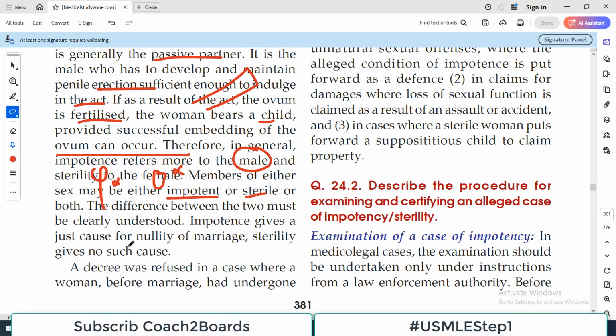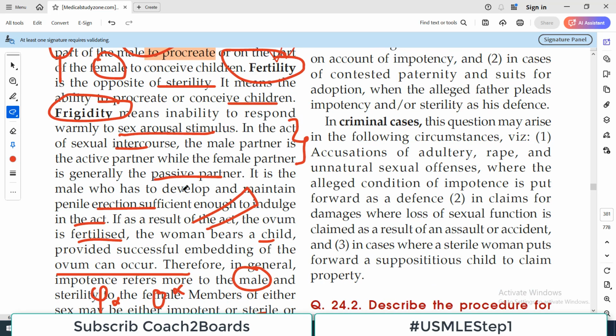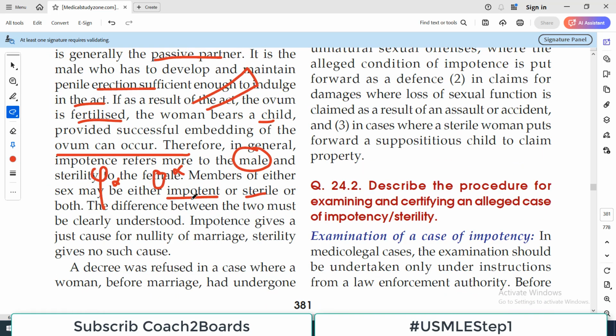The difference between the two must be clearly understood. मैंने ये यहाँ पे आपको हाईलाइट करके बताया. Impotence means कि erectile dysfunction है, and sterility means कि cells ही नहीं है या कोई और issue है जिसकी वजह से pregnancy नहीं हो पा रही. Sexual activity होगी लेकिन pregnancy nahi hogi, right? So impotence gives a just cause for nullity of marriage. Sterility gives no such cause. So yahan to impotence is, I mean, just imagine about it, no sexual activity. So isse kafi zyada problems create ho sakte hain.